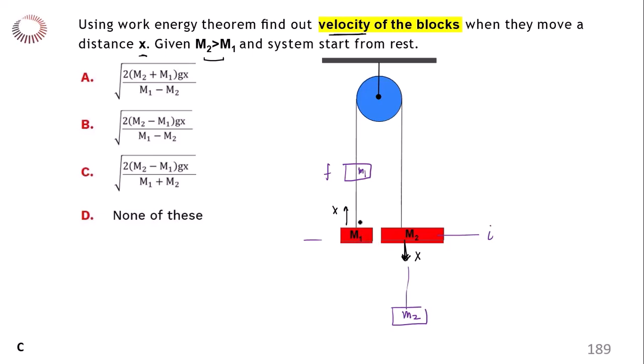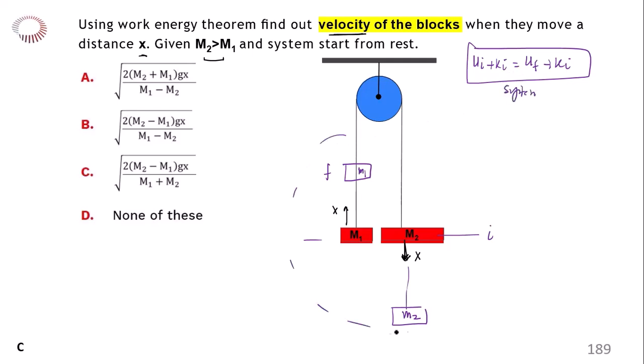Here also only the weight is acting, that is gravity, so only conservative forces are there. So I can write that the initial potential energy plus initial kinetic energy should be equal to the final potential energy plus final kinetic energy. And I am applying this not for a block, I am applying it for a system. What is our system? The entire system. The pulley is massless, so I am only focusing on the two blocks m1 and m2.